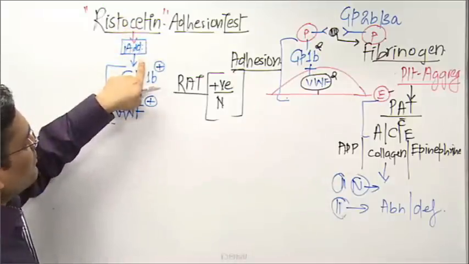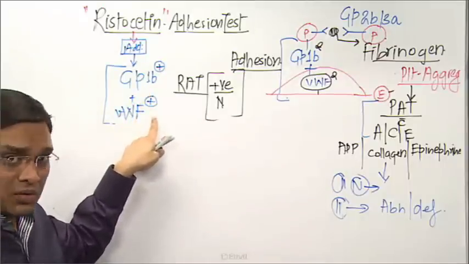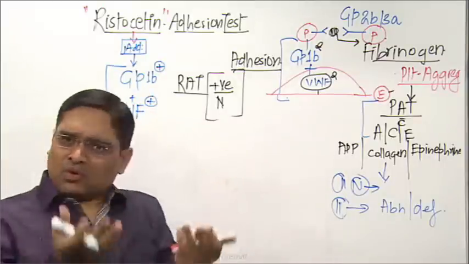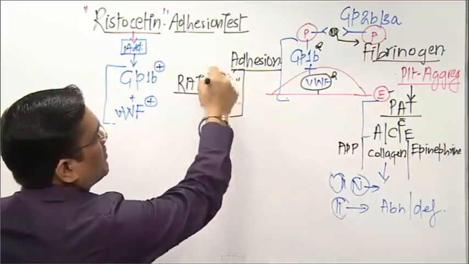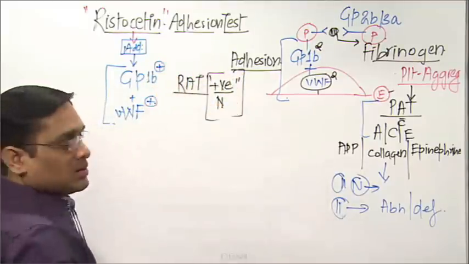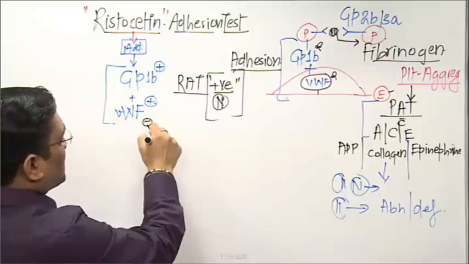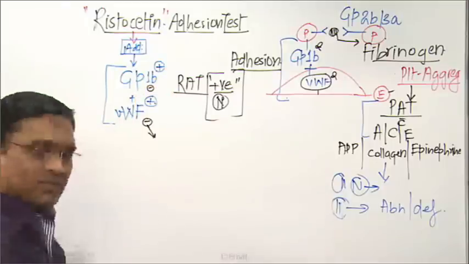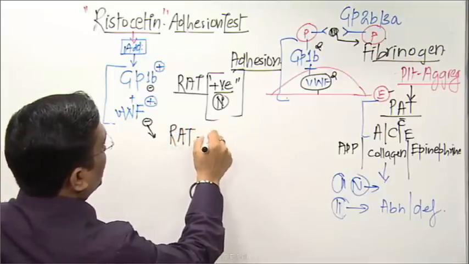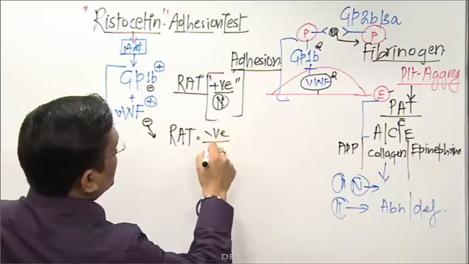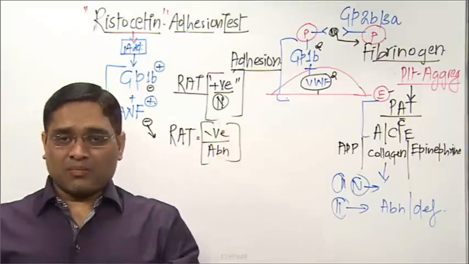In the ristocetin addition test, when you add ristocetin, GP1B and von Willebrand factor both will be induced. When? When both are present. Then it is called ristocetin addition positive, which is normal. But suppose either this or this is absent. When any of them is absent, we will say that the ristocetin addition test is negative. Negative means abnormal. This is how we have to keep this concept in our brain.